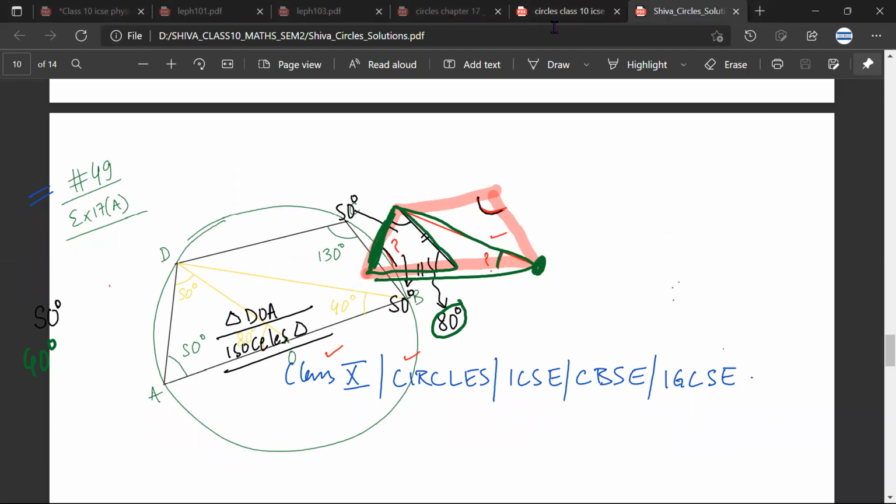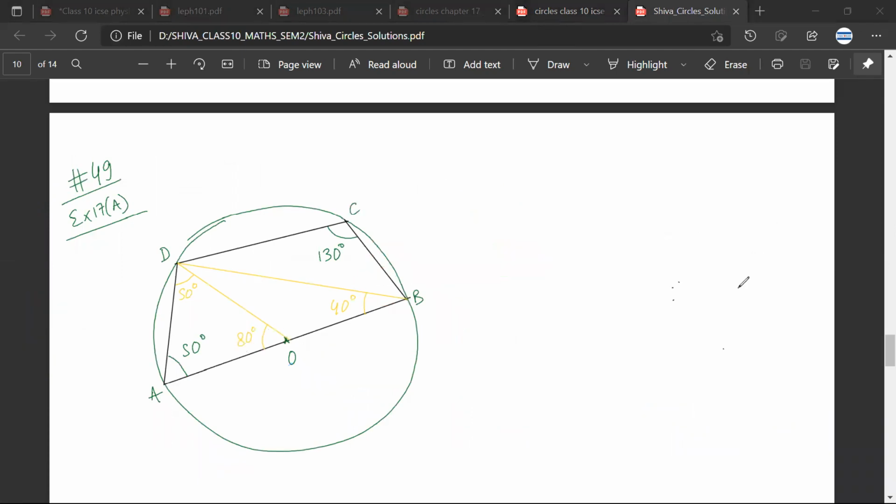Just to review what we have done. We started with 130 degrees, because this angle plus this angle is 180 degrees. Therefore, this is 50 degrees: 130, 50. Now, this became an isosceles triangle. This side and this side are equal. Therefore, if this is 50 degrees, this is 50 degrees. These two are 50 degrees. Therefore, this is 80 degrees.